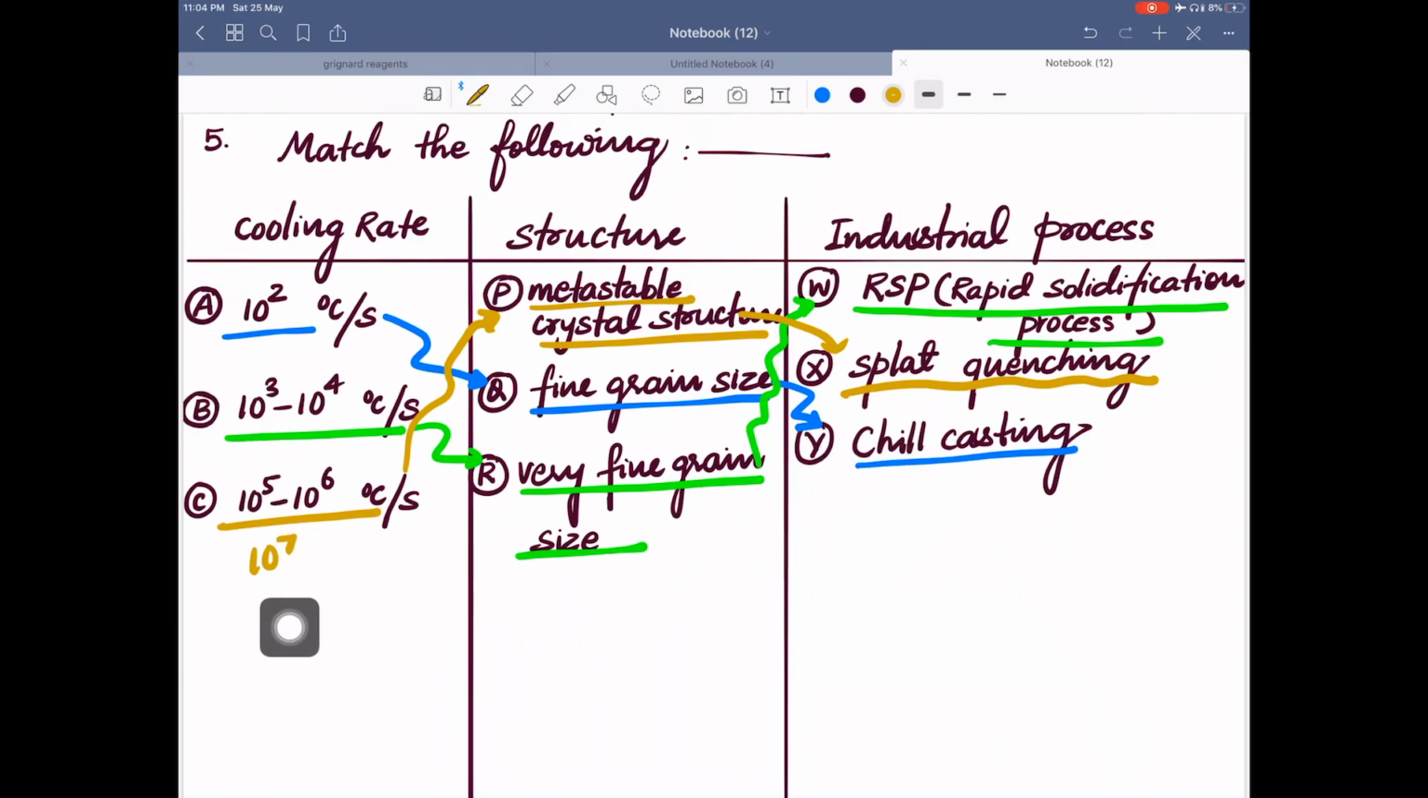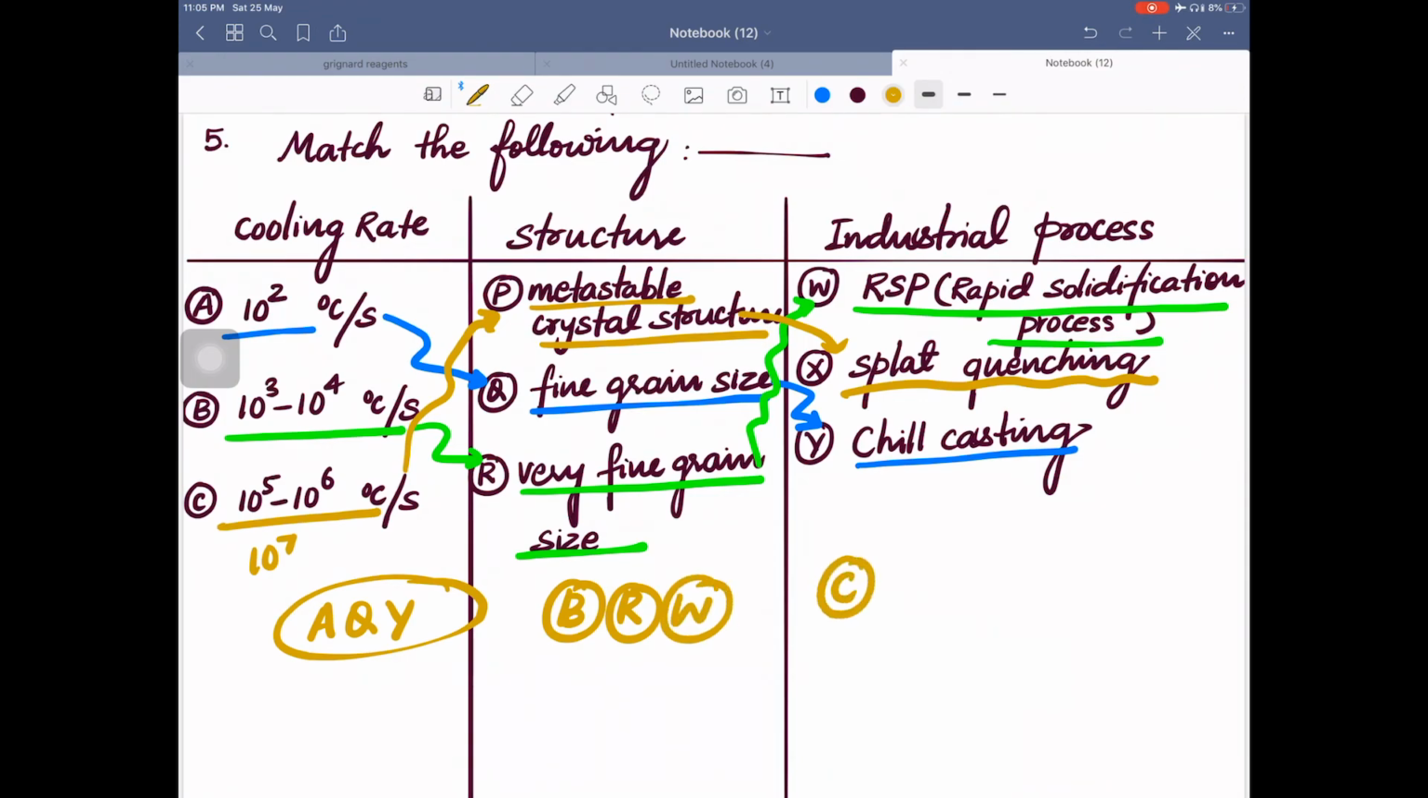So these are the final matches. So again, A, Q, and Y are matching. Then B, R, and W is matching, and the C is matching with P, and here it is matching with X.